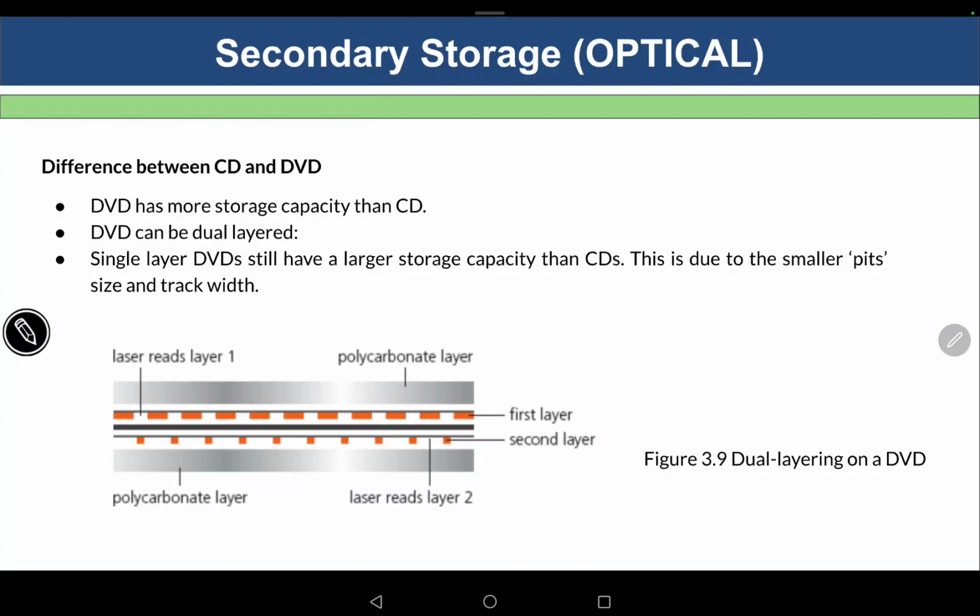Now, what are the differences between CD and DVD? A DVD has more storage capacity than CD, and a DVD can also be dual layered. A single layer DVD still has more storage capacity compared to a CD, and if it is dual layered, then it is about two times the storage capacity. This is due to the smaller pit size and track width in the disk.